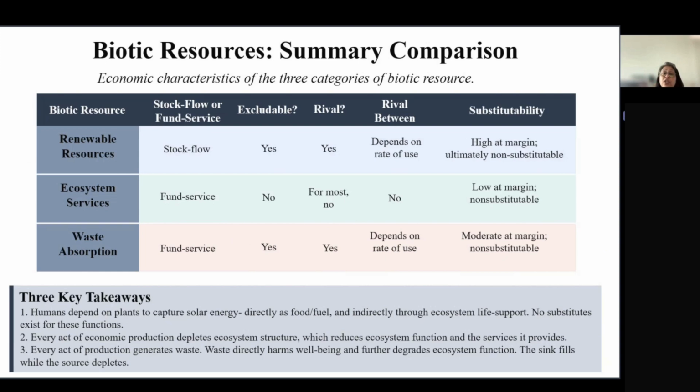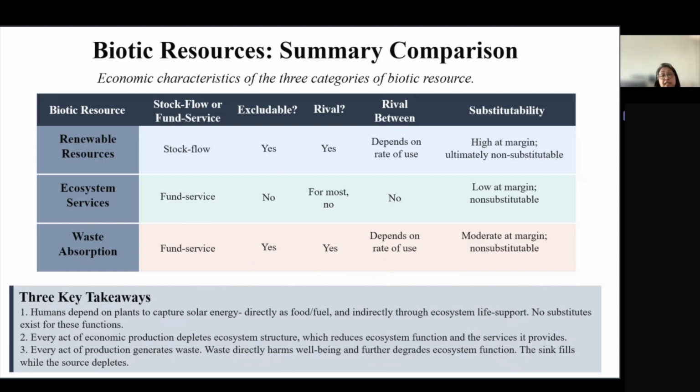We can often switch from one timber species to another, or from fish to other protein sources, but ultimately these resources are non-substitutable as a basis of material production. So you may not eat this fish anymore, you might eat another, because both give you a protein source, but you cannot get back the fish which you have lost.